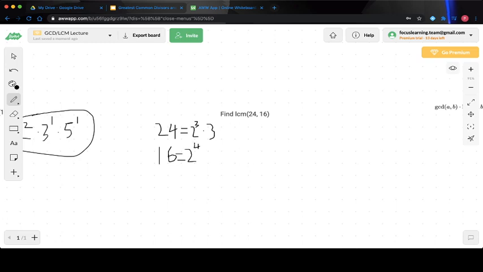And we first consider the prime 2. In 24, it's 2 to the power of 3, and 16 is 2 to the power of 4. We want the larger exponent, so we want 2 to the power of 4. Next, we consider the prime 3. In 24, it's 3 to the power of 1, while in 16, it's 3 to the power of 0. So we want the greatest one, so it would be 3 to the power of 1. If we evaluate this, it equals 48, which is our final answer.